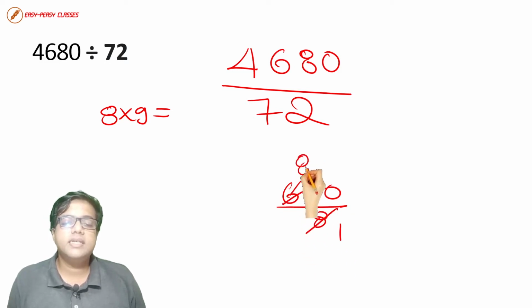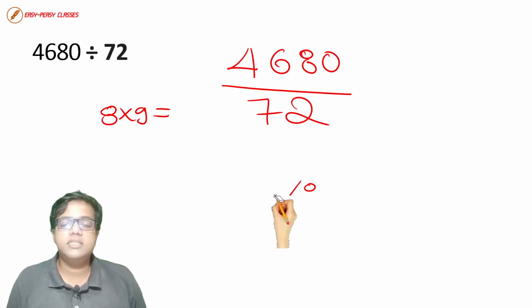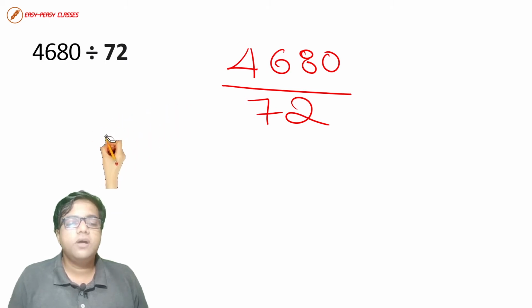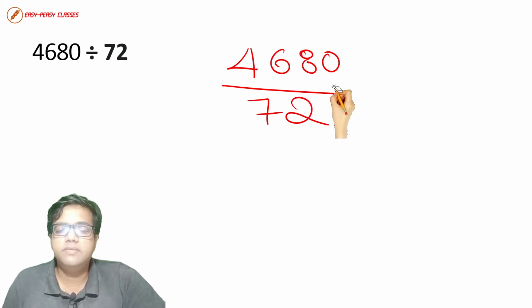So 8 8s is 64. 68 minus 64 will leave you with remainder 4. So 8 5s is 40. So the last three digits are divisible by 8. Therefore both the numbers can be divided by 8.